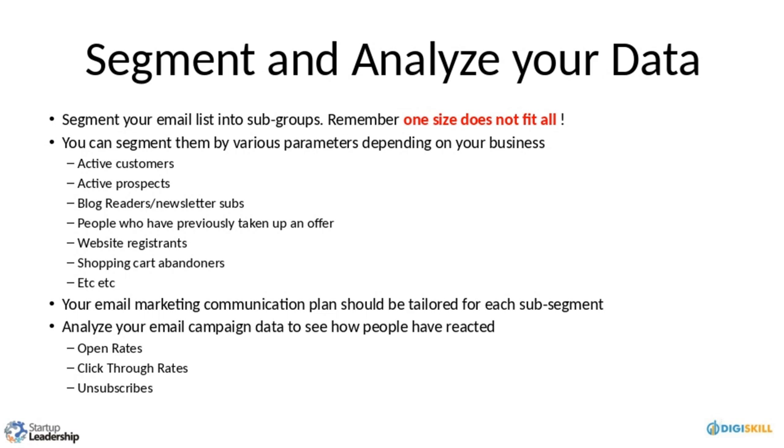MailChimp shows you the option. Okay, so you can segment them by various parameters depending on your business. These are some of the options: people who are active, customers or prospects, blog readers, newsletter subscribers, people who have previously taken up an offer, website registrants, shopping cart abandoners, and there are so many different ways by which you can classify and sub-classify your email database. And you can actually use the email campaign management software to create different communications for each segment.